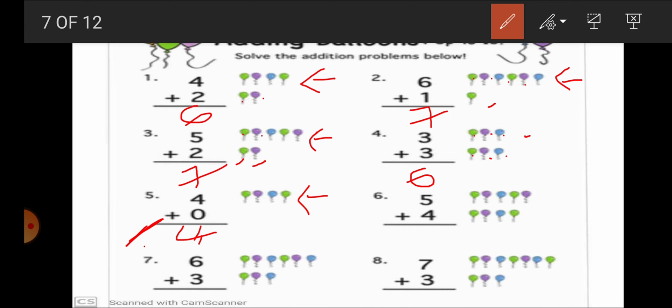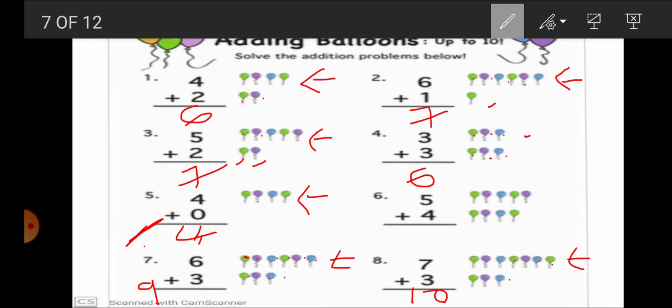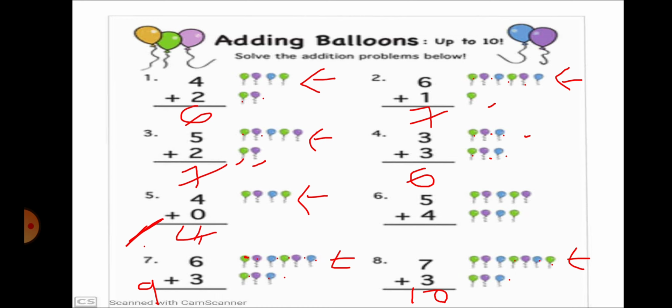Okay. Now 6 plus 3. These are the 6 balloons. 1, 2, 3, 4, 5 and 6. We are going to add 3 more. 7, 8 and 9. Our answer is number 9. Next sum is 7 plus 3. Look at this picture. These are 7 balloons. 1, 2, 3, 4, 5, 6, 7. By adding 3 more: 8, 9 and 10. This is number 10. So this will be helpful to you while counting the numbers, while making addition.